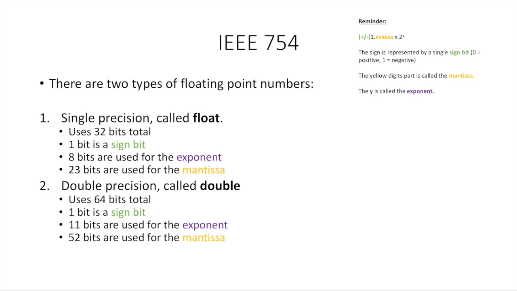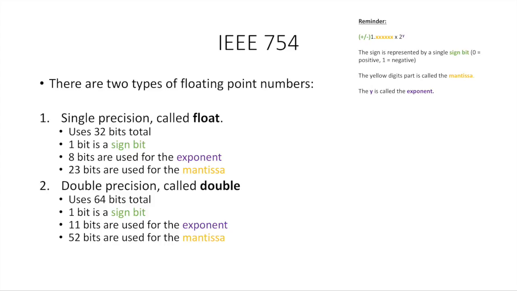So IEEE 754. I put a little reminder at the top here in case you forgot what all these things were, but this was two slides ago. You could back it up on the video. But there are two types defined by IEEE 754. One is called single precision, which is just called float. Float for floating point. So now we get what floating point is, because the point moves around, potentially. Like you can change where it is in a real number that you're representing, right? So single precision, called float.